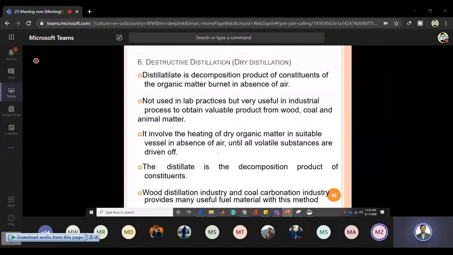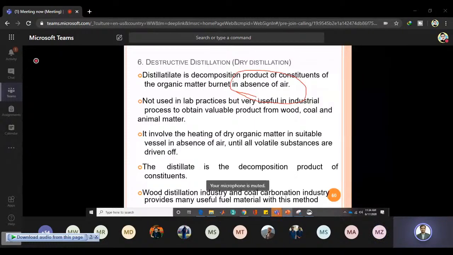Okay, let's talk about destructive distillation or dry distillation. The distillate is the decomposed product of constituents of organic matter burnt in the absence of air. This is the one thing you need to know, that it is conducted in the absence of air. Not used in lab practices. Of course, it is difficult to do that.